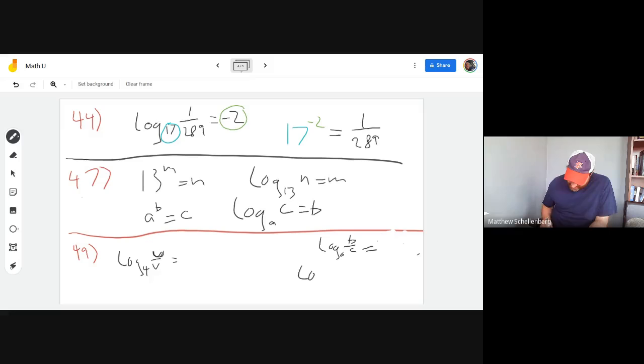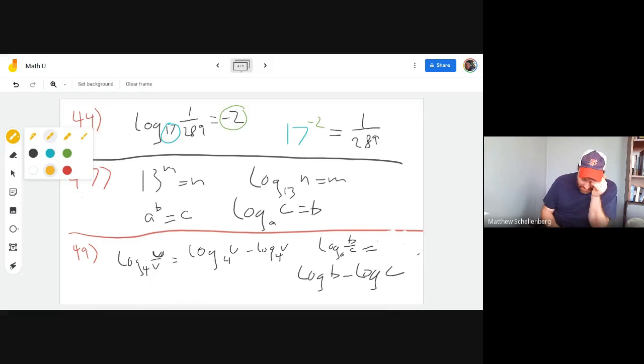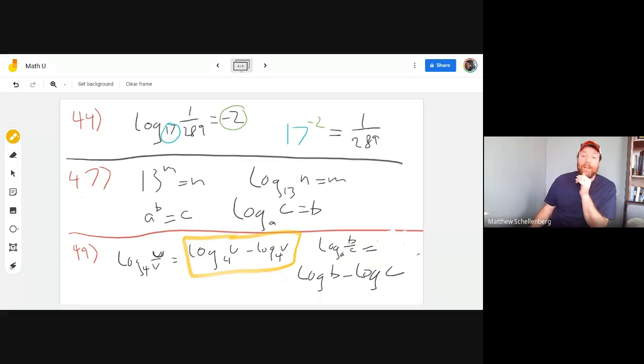This is the log of b minus the log of c. Man, that is the division rule. So that means that this is the log of u with base 4, not v, minus the log of v with base 4. That's what this equals. And I guess that's a perfect illustration of how you've got to be careful and really get it right, because if you're hasty, you will make a silly mistake like I almost did.